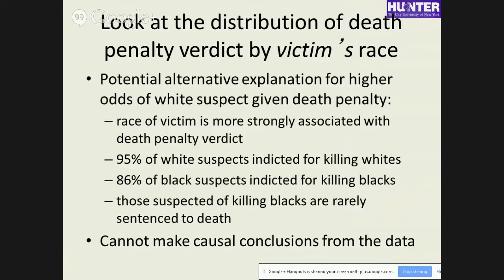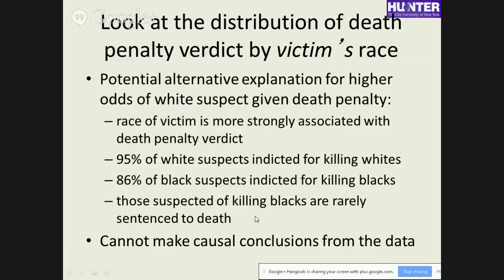Some conclusions from this study. The race of the victim was more strongly associated with death penalty than the race of the defendant. 95% of the white suspects were indicted for killing whites, and 86% of black suspects indicted for killing blacks. And those suspected of killing blacks are rarely sentenced to death.